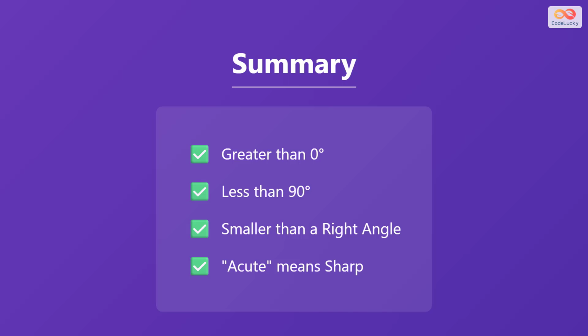To wrap up, remember these key points. Acute angles are greater than 0 but less than 90 degrees. They are smaller than a right angle, and they look sharp.